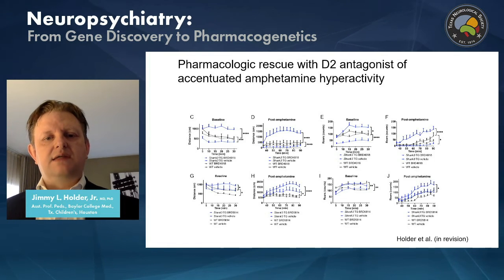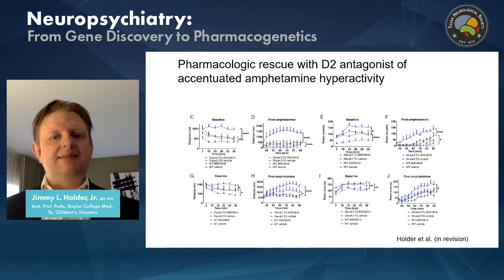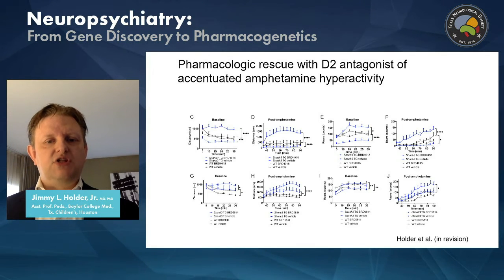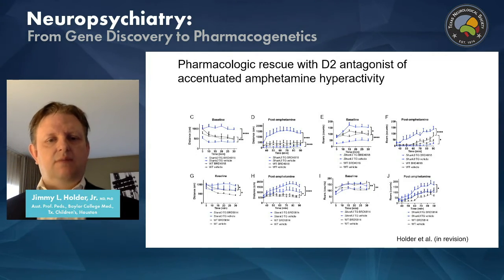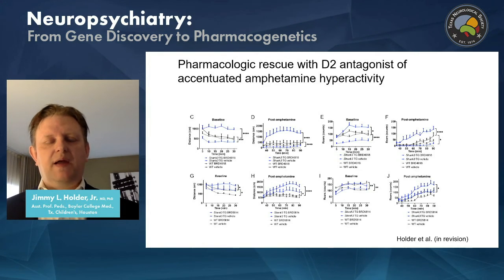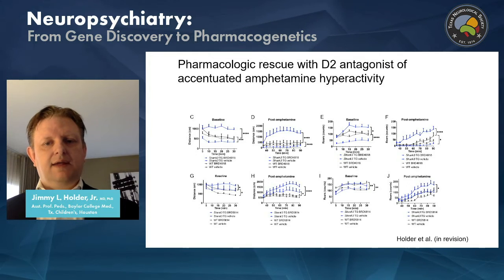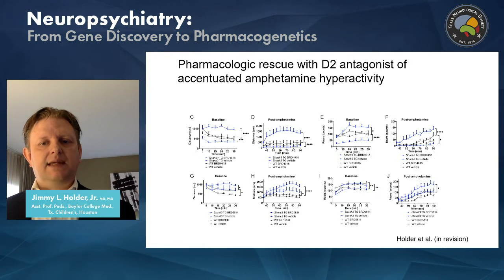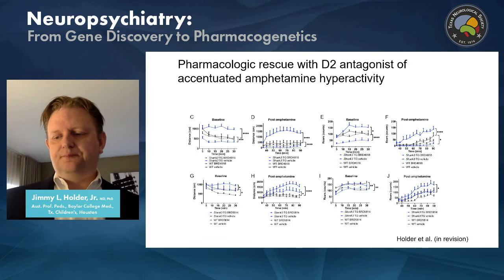We also found that these compounds could rescue the accentuated amphetamine-induced hyperactivity that we saw in the Shank3 overexpressing mice, and that's shown in panels D and H. We looked at another behavior that you can measure by open field assay, which is rearing activity, and found that these compounds could also rescue the abnormalities that we see in rearing activity in these mice.